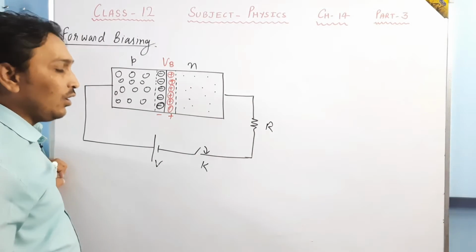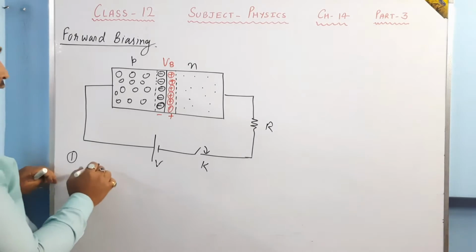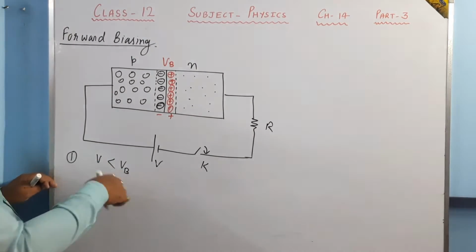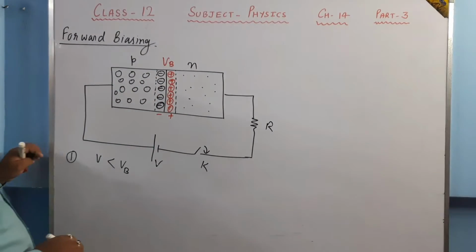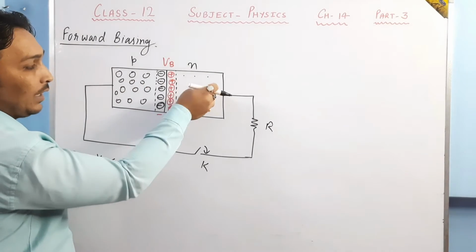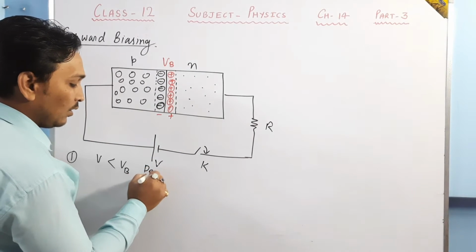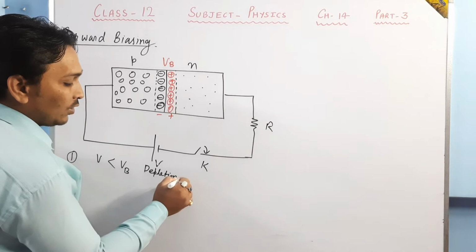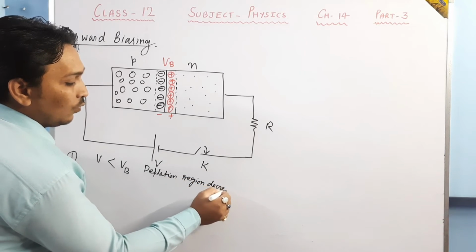So we actually have 2 cases, 2 values of V. When V, which is what we have applied, is less than VB, the barrier potential, what is happening? The holes are pushed towards the junction, electrons are pushed towards the junction. So this depletion region decreases. Why is it so?